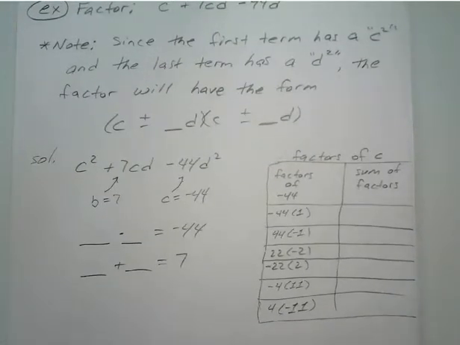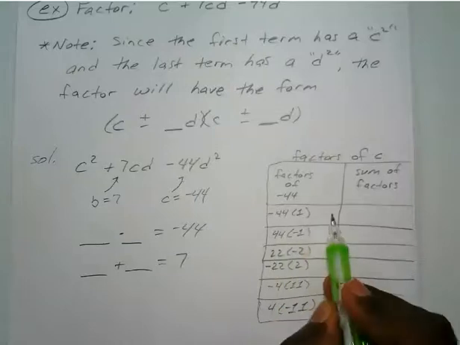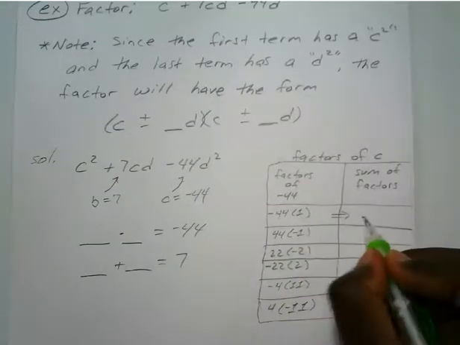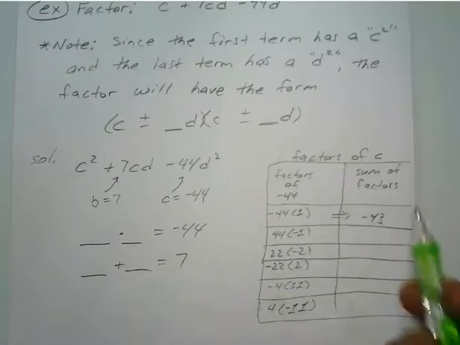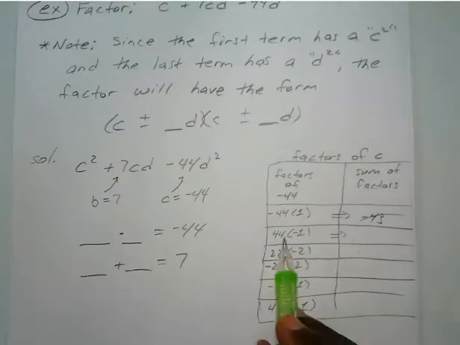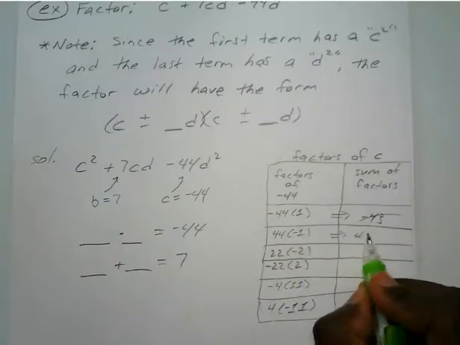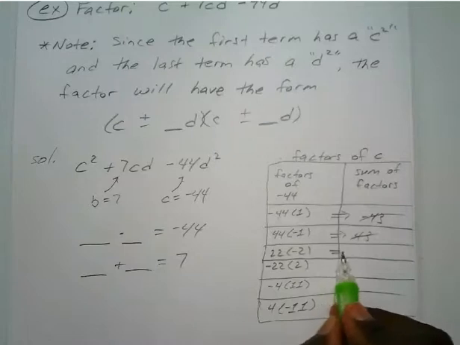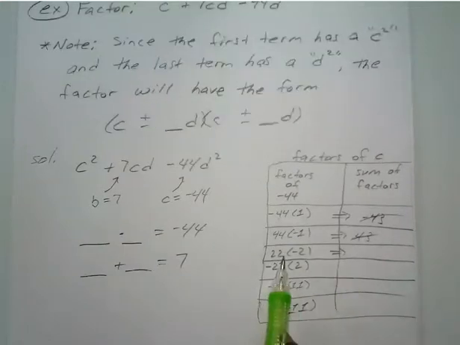Okay, so if you add these two together, negative 44 plus 1, that's negative 43, which does not equal positive 7, so that can go away. You have 44 plus negative 1. You add those together, you get positive 43, which is not 7, so that goes away. You have 22 times negative 2. If you add those together, you get positive 20. And again, that's not negative 7, so that goes away.